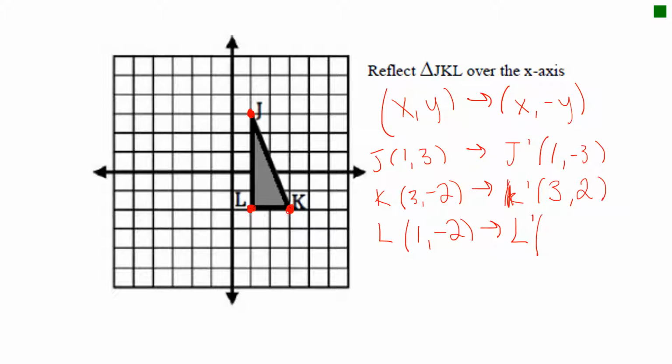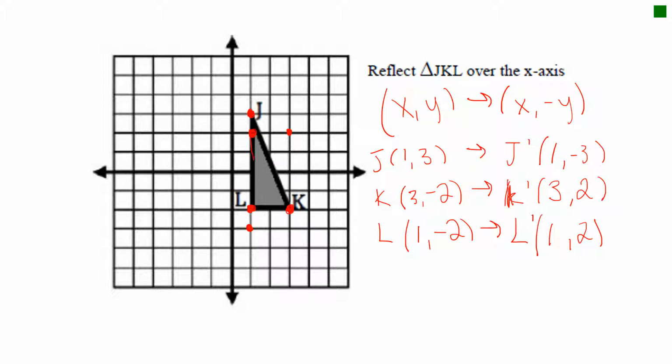And last, for L to L prime, 1 will be the same. Our x value doesn't change, and our y value changes, so it goes from -2 to +2. So let's plot these points. J prime is 1, -3, so to the right 1, down 3. K prime is over 3, up 2. And L prime is to the right 1, up 2.